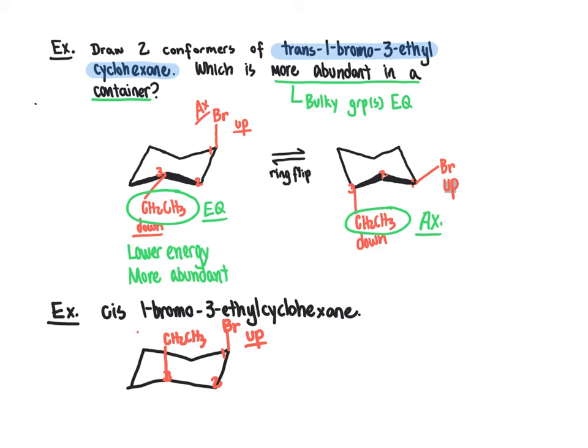So we've got that drawn. Both of those groups are pointed up, meaning same. They are on the same face of the molecule. Now we're going to go ahead and do, for this molecule, the ring flip of it. So we'll go ahead and do our ring flip.